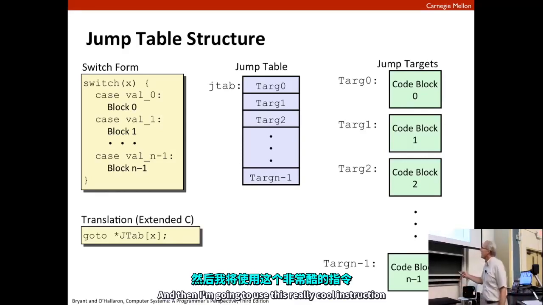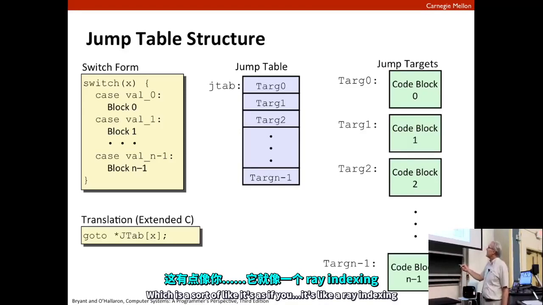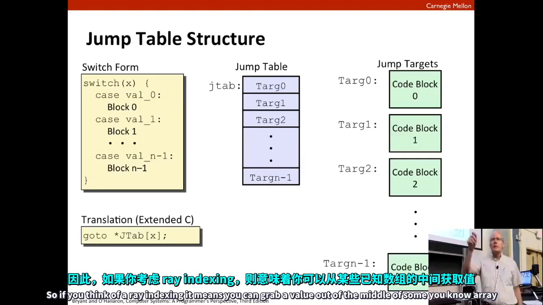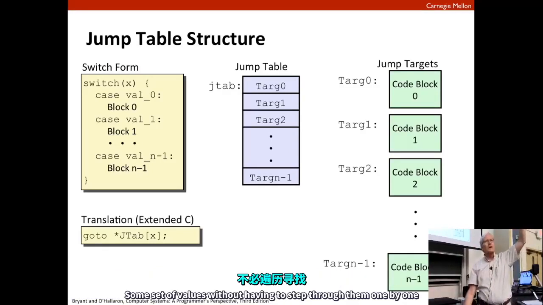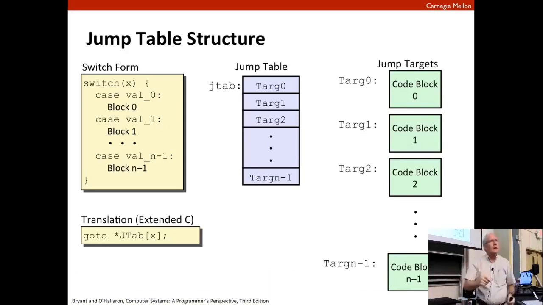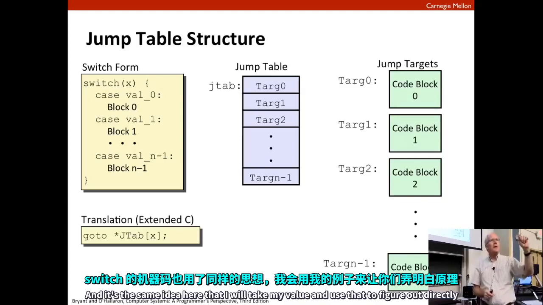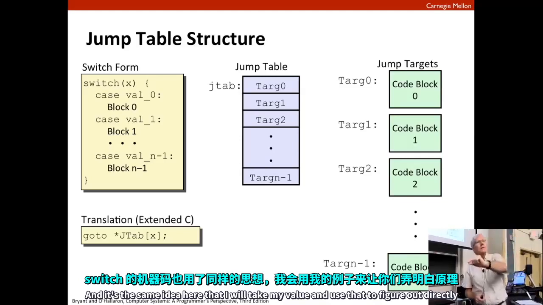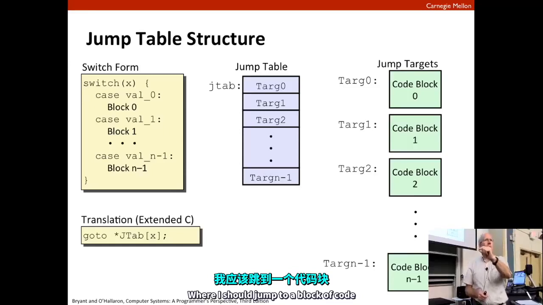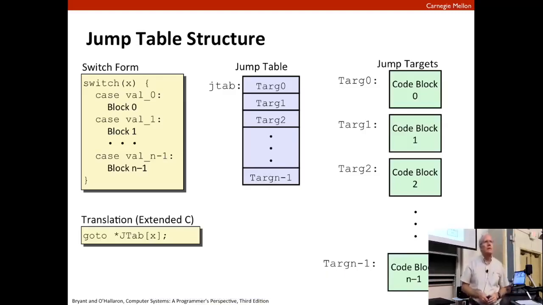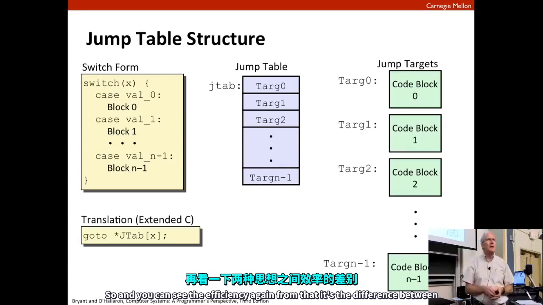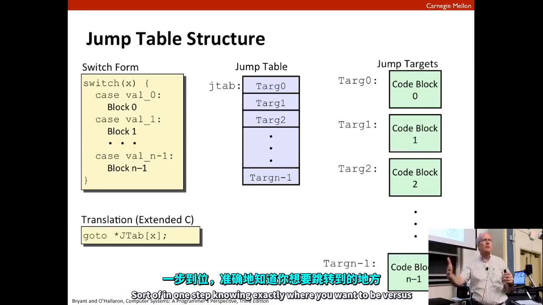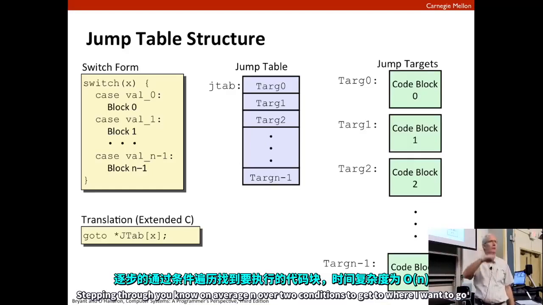And then I'm going to use this really cool instruction, which is like array indexing. If you think of array indexing, it means you can grab a value out of the middle of some array, some set of values, without having to step through them one by one. And it's the same idea here: I will take my value and use that to figure out directly where I should jump to a block of code without having to step through a bunch of other conditions. And you can see the efficiency you gain from that. It's the difference between knowing in one step exactly where you want to be versus stepping through, on average, n over 2 conditions to get to where I want to go.